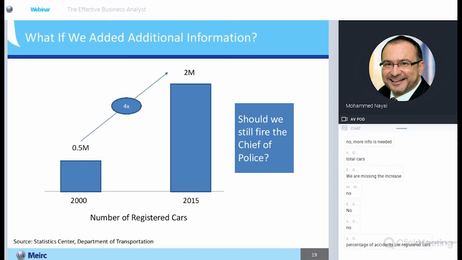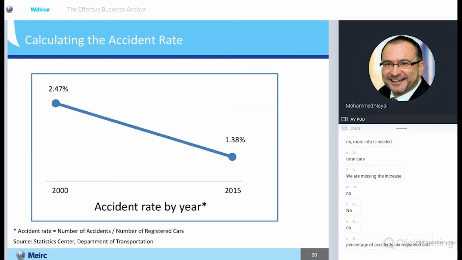Percentage of accidents per registered cars. Absolutely, yes. And this is the type of chart. I wouldn't even present the first chart and the second chart. What I would present is something like this.